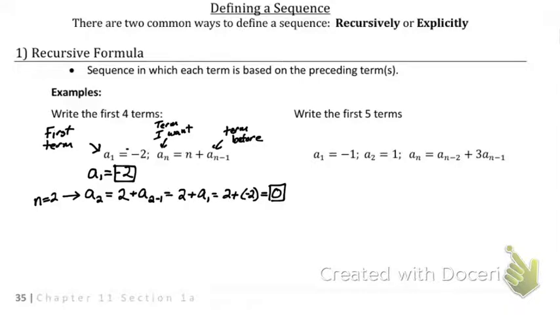For me, this is the harder way, plugging in all your n's. Sometimes it's nice when you have a big, long equation that you have to do it in. But I like it better if I can read the sentence. The sentence says n plus the term before. So let's use that idea in the next one.